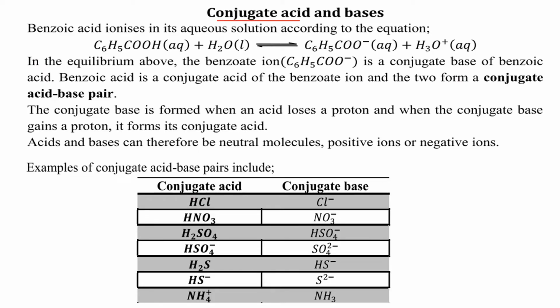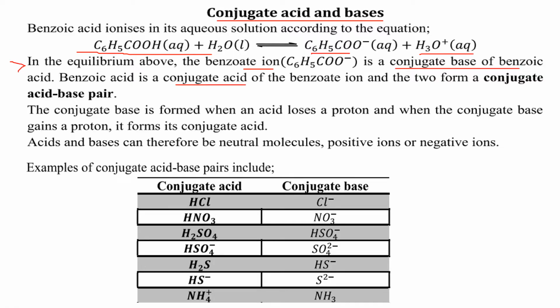The idea of conjugate acids and bases: we are saying that benzoic acid, like I told you, anything having an organic name, either a base or an acid, must be weak. That means that you have to use reversible arrows whenever you are representing such equations. So here, benzoic acid ionizes in its aqueous solution according to the following equation. When benzoic acid ionizes in solution, it forms benzoate ions and hydroxonium ions. Now here you are saying that in the equilibrium above, the benzoate ion is a conjugate base of benzoic acid, and benzoic acid is the conjugate acid.